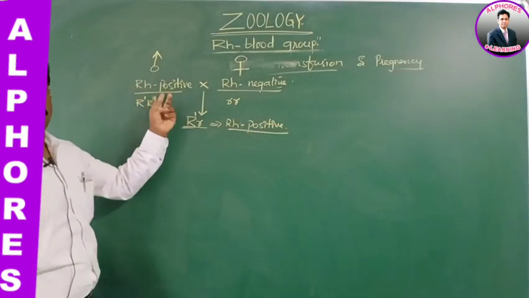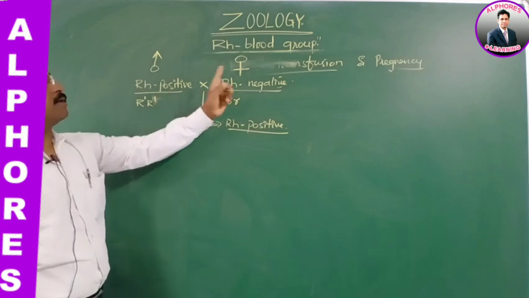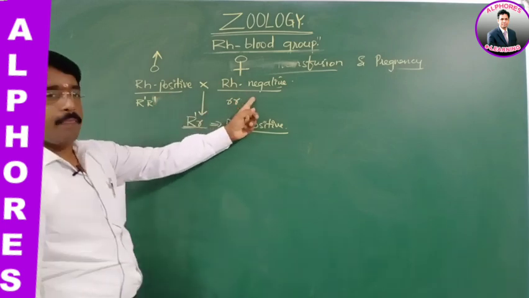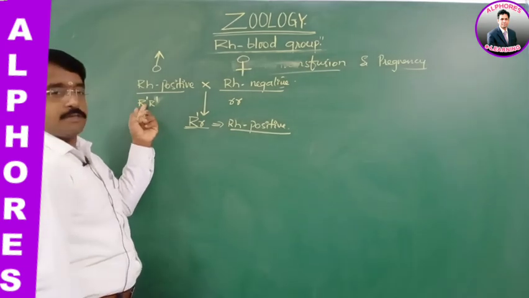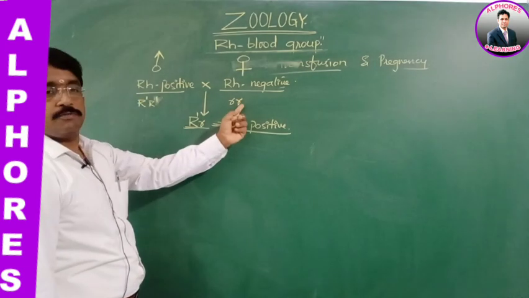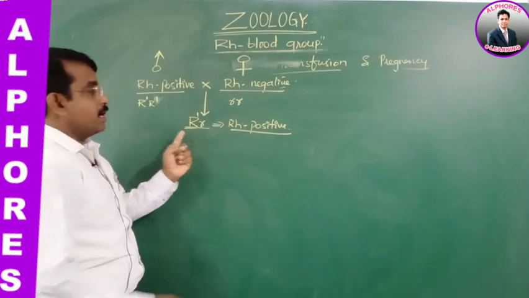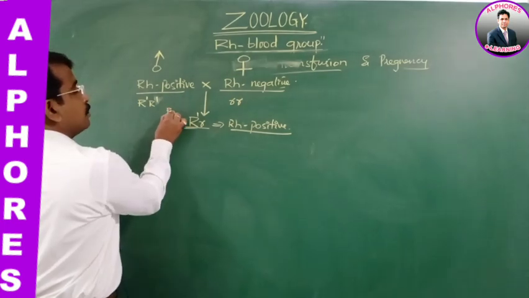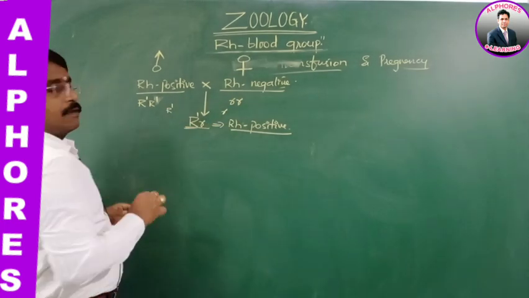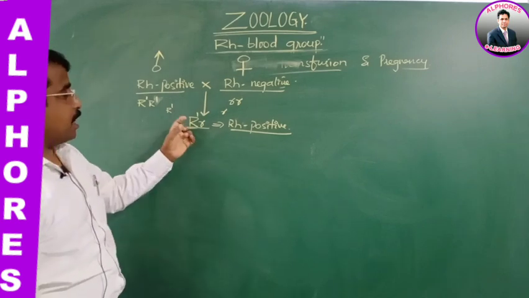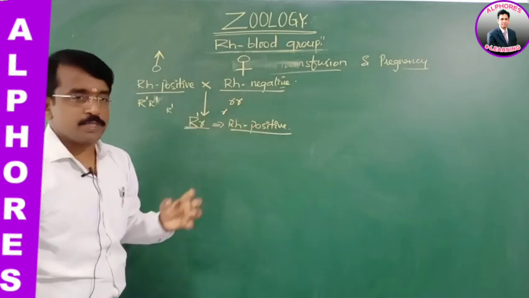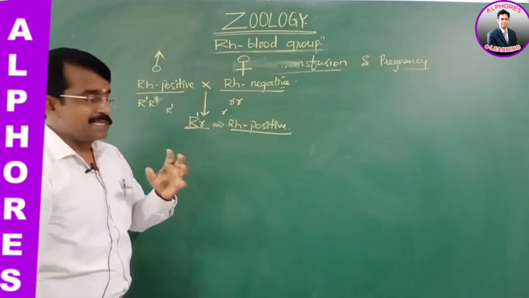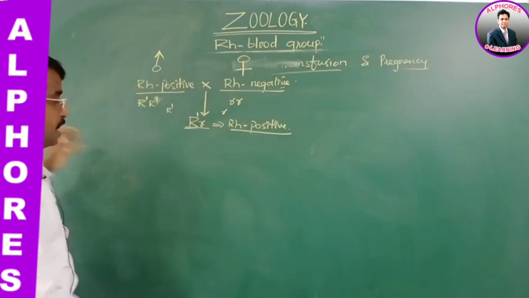This is the Rh positive father and Rh negative mother, which is denoted as homozygous Rh positive and recessive mother. So the baby, what are the possible alleles in the progeny? Capital R and small r. This is the Rh positive. Next, this is the first baby.